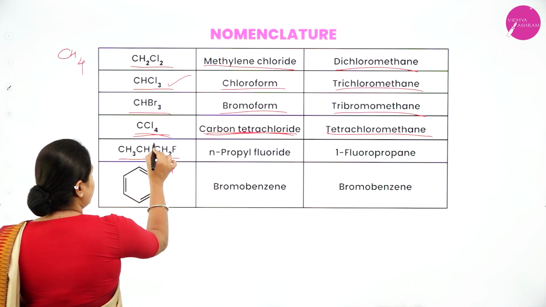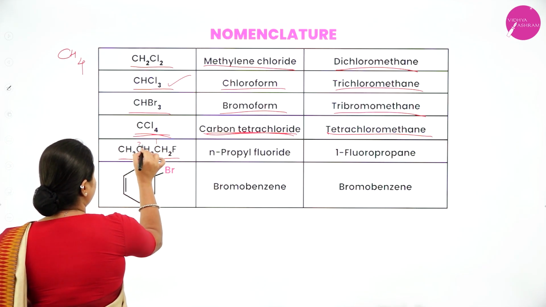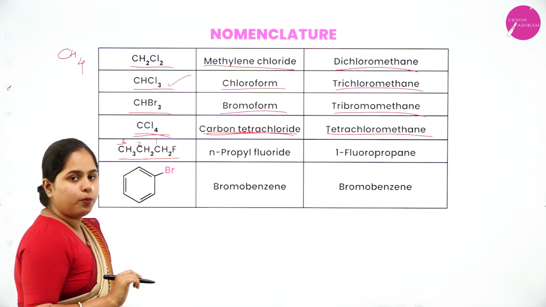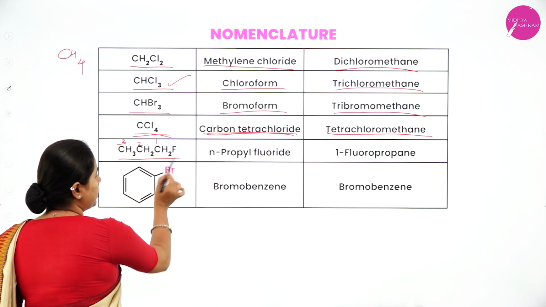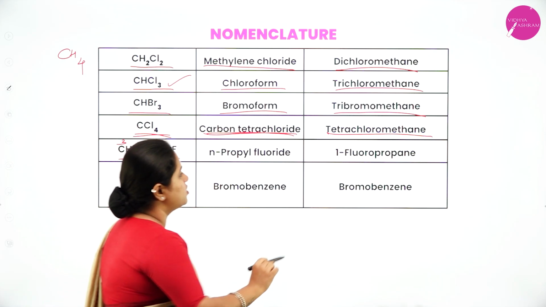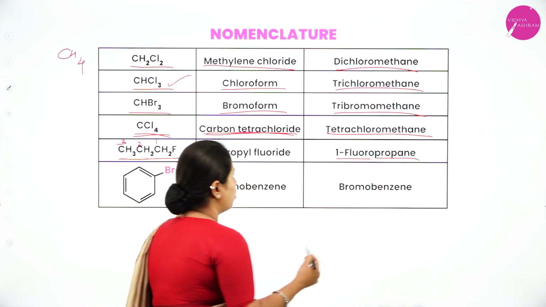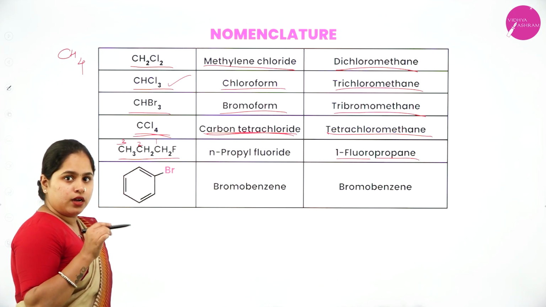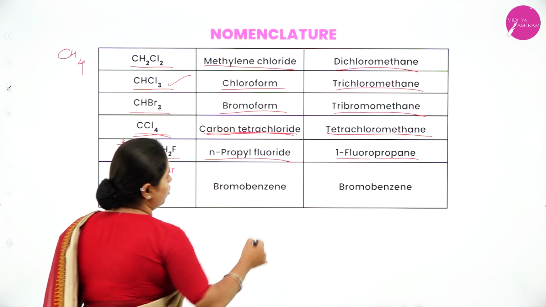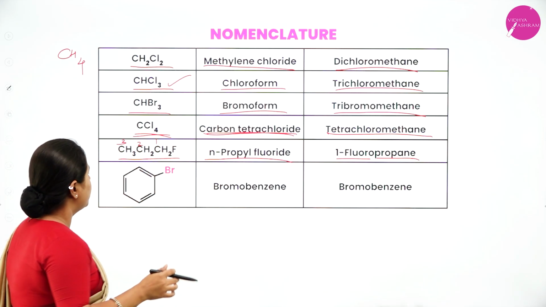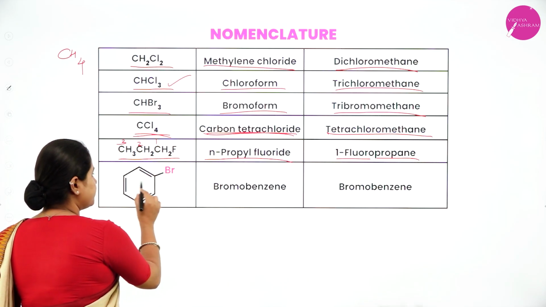Now the next one is CH3CH2CH2F. From which direction will we number? 1, 2, 3. Okay, so for the IUPAC name, on which carbon atom is fluorine present? First carbon atom. So it will be 1-fluoro, and which is the principal chain? It is propane, so 1-fluoropropane. And the common name will be n-propyl fluoride, right?